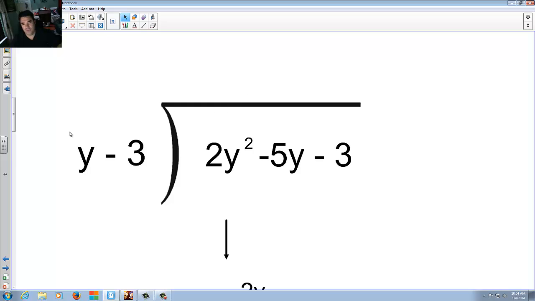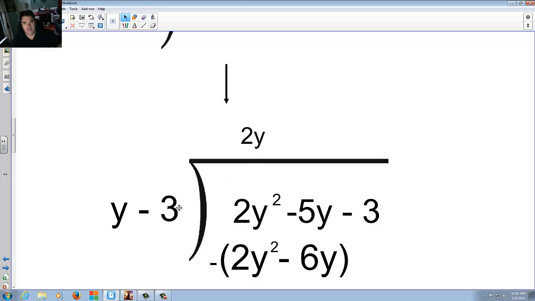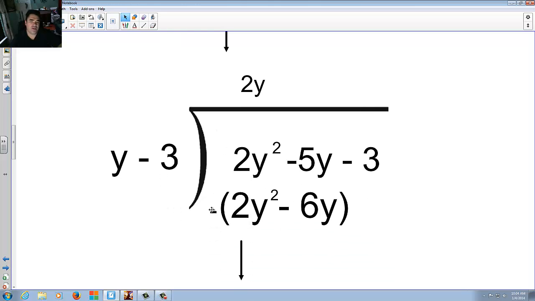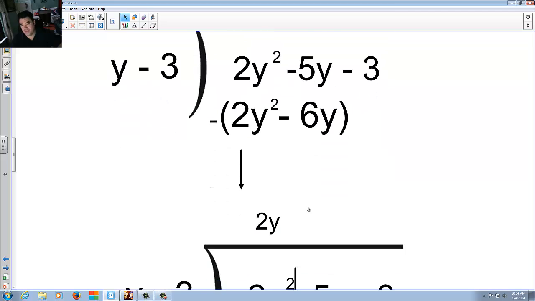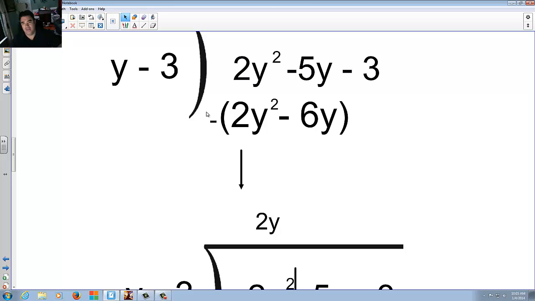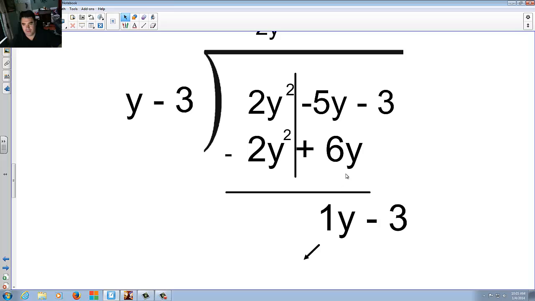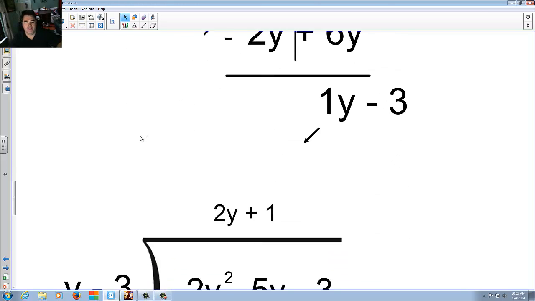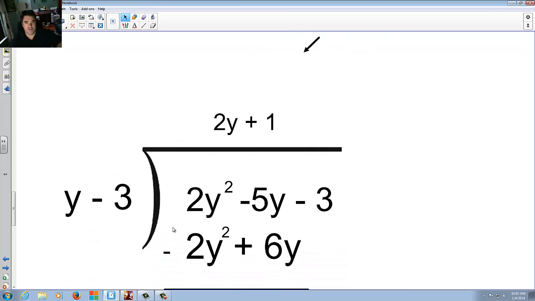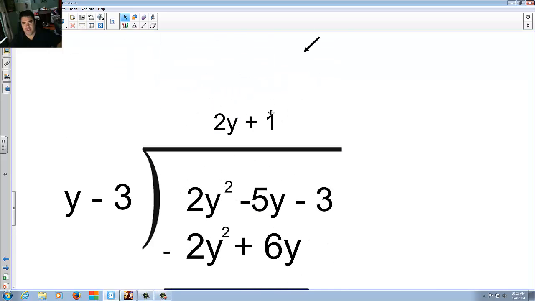So, you times by 2y here. 2y times y is 2y squared. 2y times negative 3 is negative 6. Notice I have a negative here, so I'm basically going to be switching the signs. So 2y squared minus 2y squared cancels it. And the negative makes a positive, so negative 5y plus 6 is going to be plus 1y. Put the negative 3 down here, so 1y minus 3. 1 times y minus 3 is going to be y minus 3. Cancel, cancel. Nothing left. So my answer is 2y plus 1.